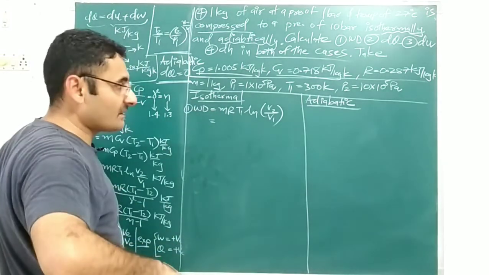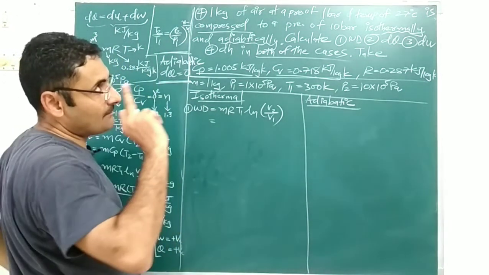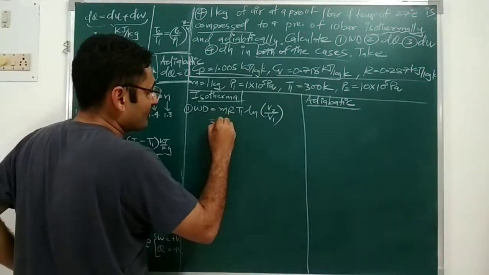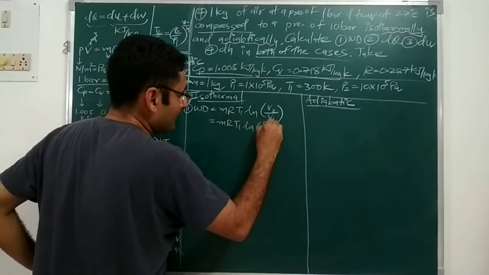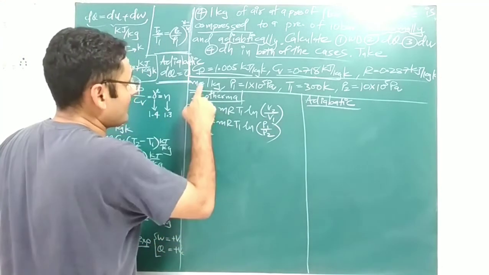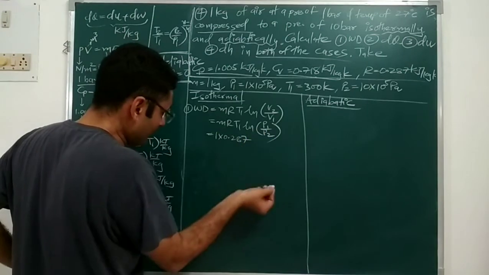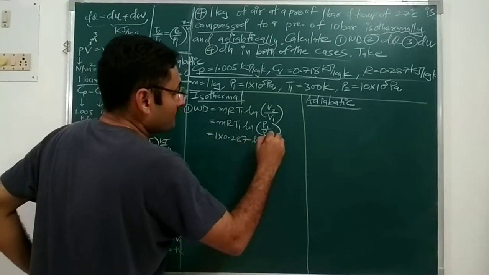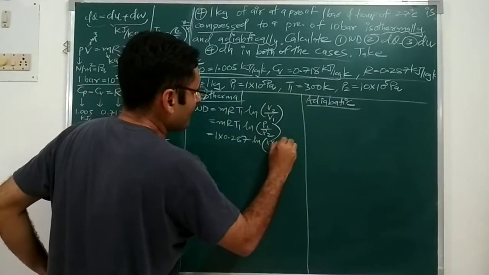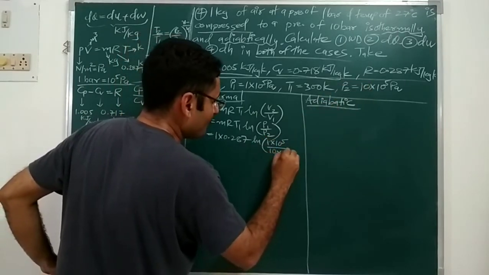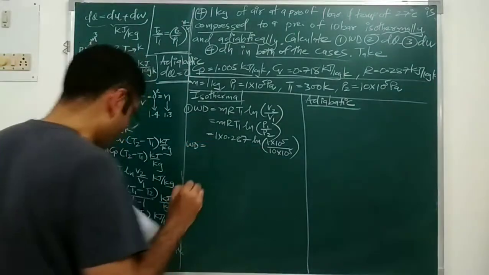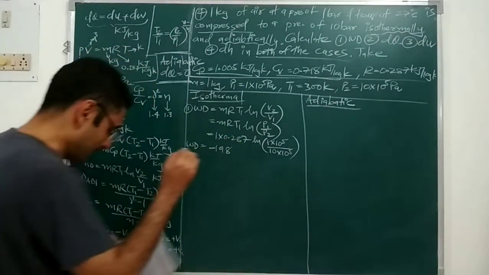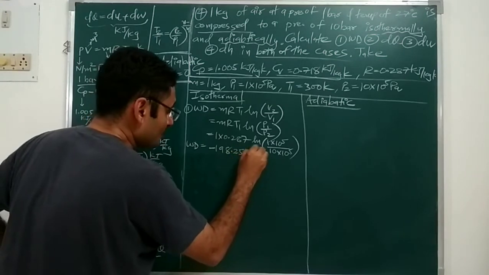V2 and V1 both are not given, so convert it in terms of pressure ratio. How will you convert that? In example number one I have explained that V2 by V1 equals P1 by P2. You can go back and see. So it will be M R T1 ln P1 by P2. M is 1 kg, R is 0.287 kilojoule per kg Kelvin, so the answer will be in kilojoule per kg. Then ln P1 by P2, where P1 is 1 into 10 to the power 5, P2 is 10 into 10 to the power 5. So the answer for work done for the isothermal process is minus 198.25 kilojoule per kg.